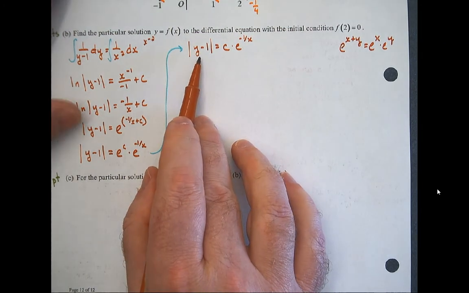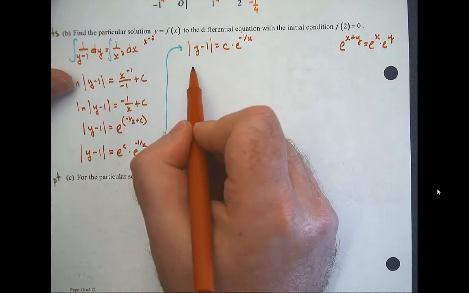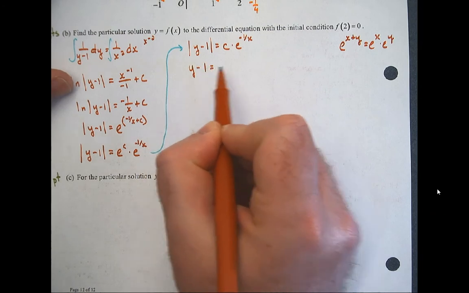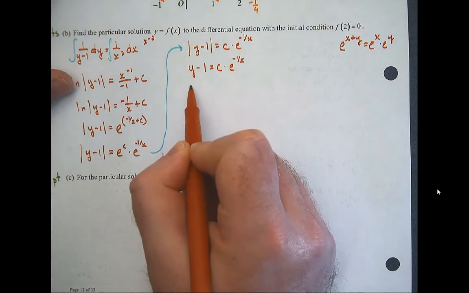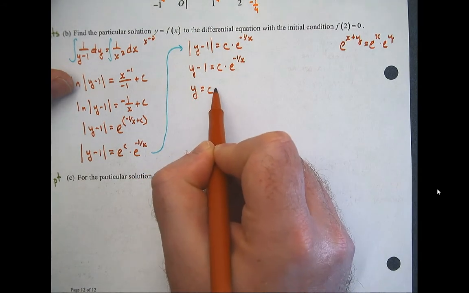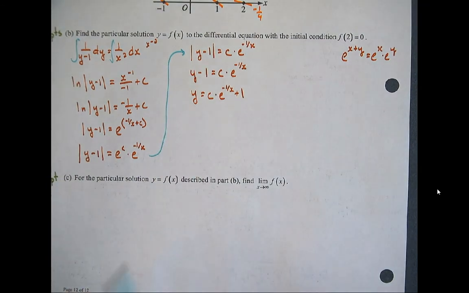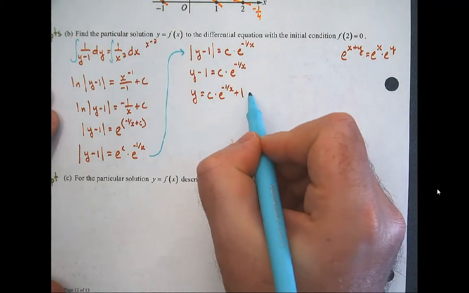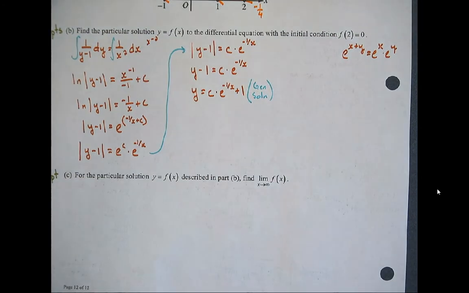And now when I get rid of the absolute values, I have to make this plus or minus c, but we don't know what c is, so we don't care if it's positive or negative. So I can just roll the positive and negative into the c, and then I'm going to bump over the 1. So y equals c times e to the negative 1 over x plus 1. This is our general solution. Now, if you wanted to do this with the plus or minus, it's fine. I'll even indicate the spot where you'd have to identify the positiveness or the negativeness.